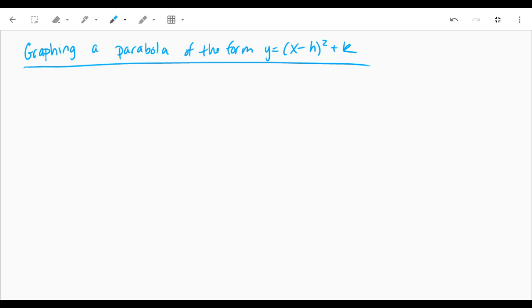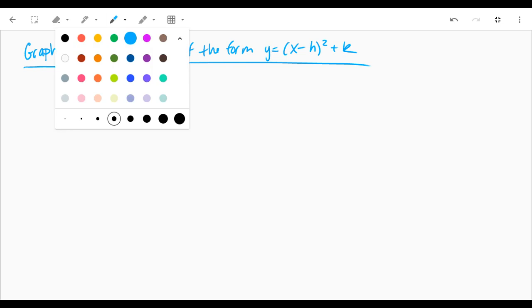Graphing a parabola of the form y equals x minus h squared plus k. Okay, so again, all of the things that I just said about absolute value graphs apply to parabolas. It's just, instead of connecting it with a v, you connect it with a u, right? It's just the shape, okay?